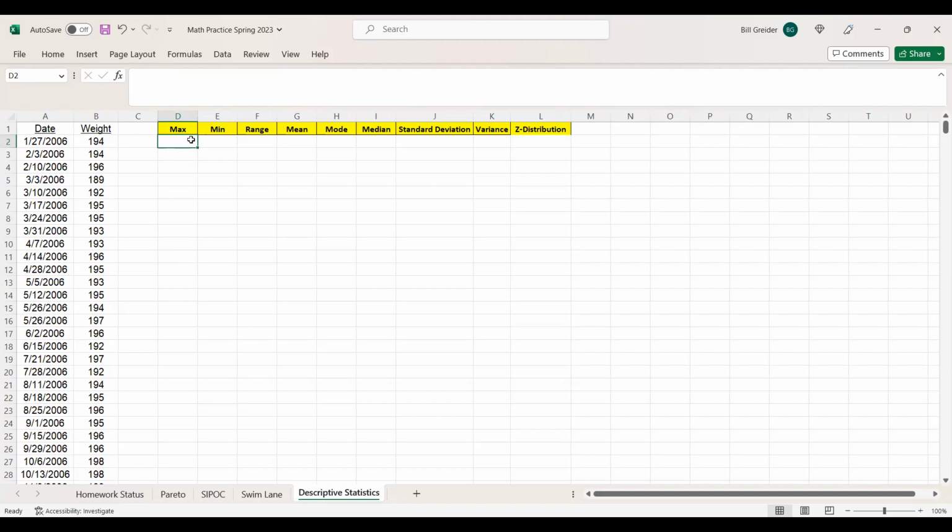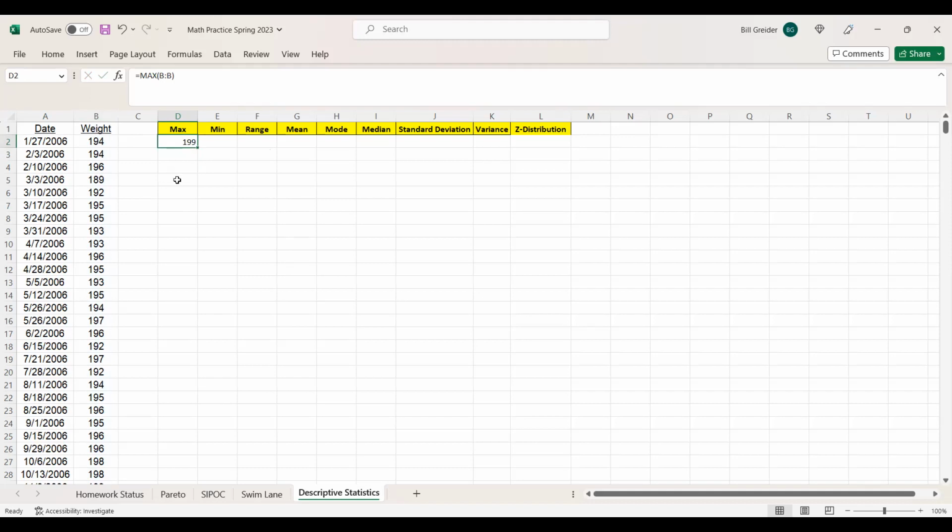So the maximum, like all functions in Excel, press the equal sign and then type whatever I want. Just start typing max. And there's max. Double click on it. And then I'm going to highlight all my weights. And it's going to come back with 199 pounds is the most that I weighed in the last 770 weeks.